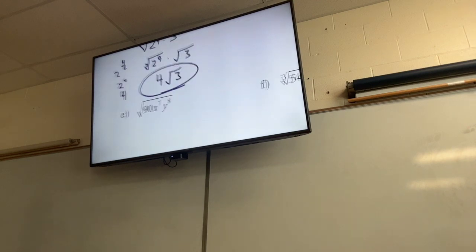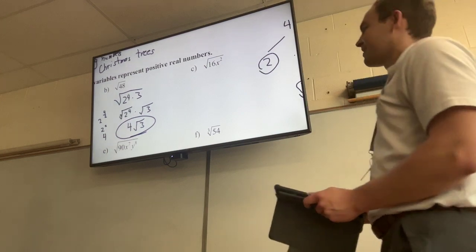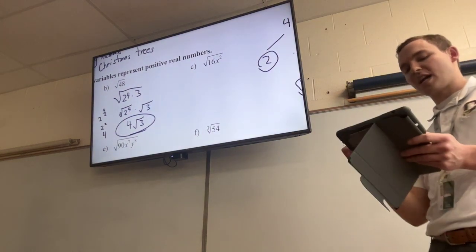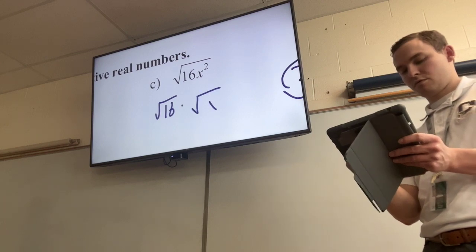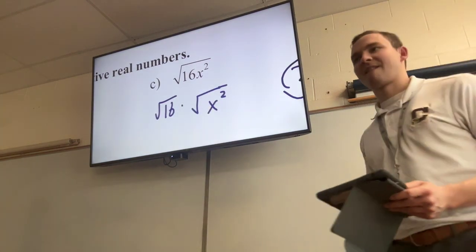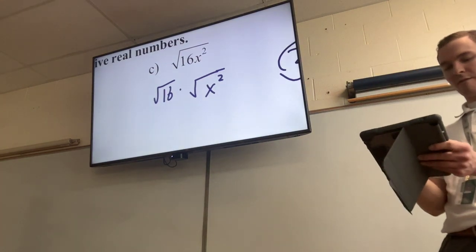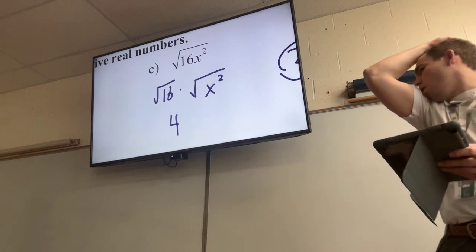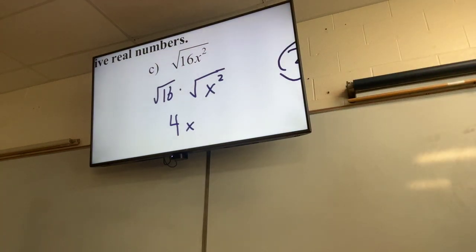What do we do if this is a variable? I'm about to tell you. If there's a variable, break it up. Give it its very own square root symbol. Break it up. What's the square root of 16? The square root of x squared? X.